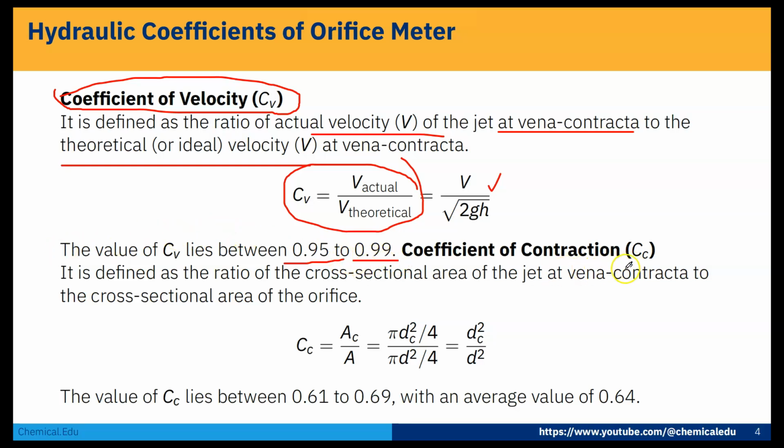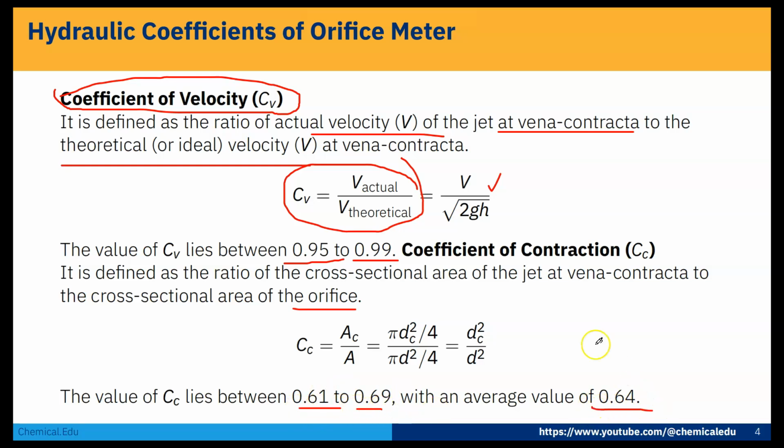Next is the coefficient of contraction. It is defined as the ratio of the cross sectional area of the jet at the vena contracta to the cross sectional area of the orifice, because we don't know at which position the vena contracta will form. From this coefficient we can modify the equation. So Cc is Ac by A, which is pi Dc squared by 4 over pi D squared by 4, so Dc by D whole squared. Cc actually lies between 0.61 and 0.69.